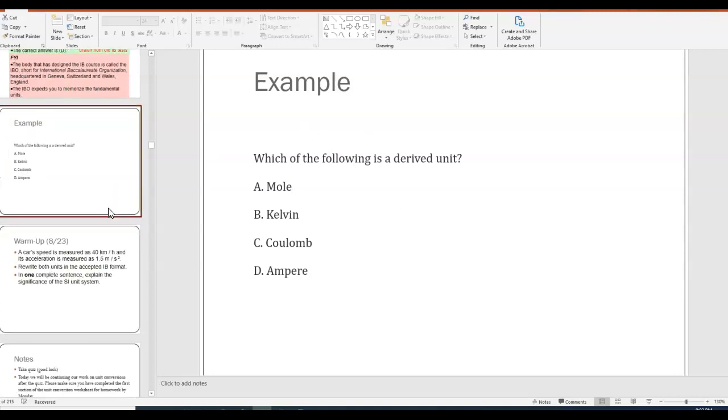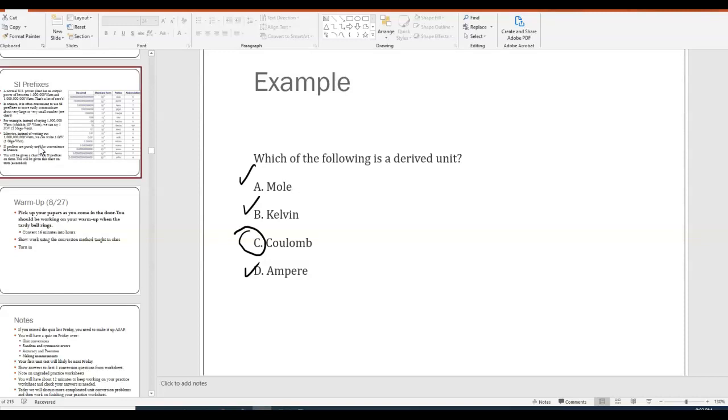So see if you can answer this question, and then we will end the video in 1 or 2 more slides. Which of the following is a derived unit? Okay, so hopefully you recognized that the mole, Kelvin, and ampere are all on that list of 7 fundamental units. Therefore, the only one left is a derived unit. That is the coulomb. That is the SI unit for electrical charge, and we will see that in IB Physics 2.